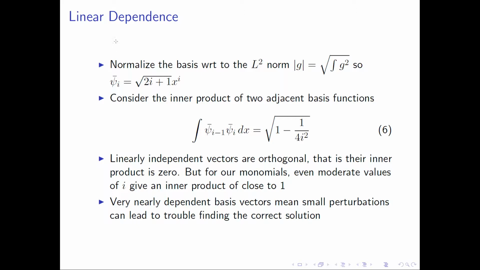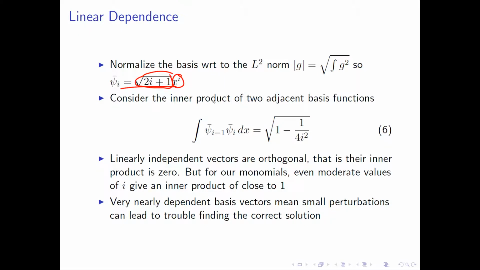The first nail in the coffin of using monomials as a modal basis has to do with the linear independence, or lack thereof in the monomial case, of our basis. So if we normalize our basis with respect to the L2 norm, in other words, if we have some particular function g, the L2 norm of it is the square root of the inner product of the function with itself, and we apply this to a particular monomial basis x to the i, we get a normalized version that takes on the following form. So this is essentially the normalization factor associated with this particular arbitrary monomial.